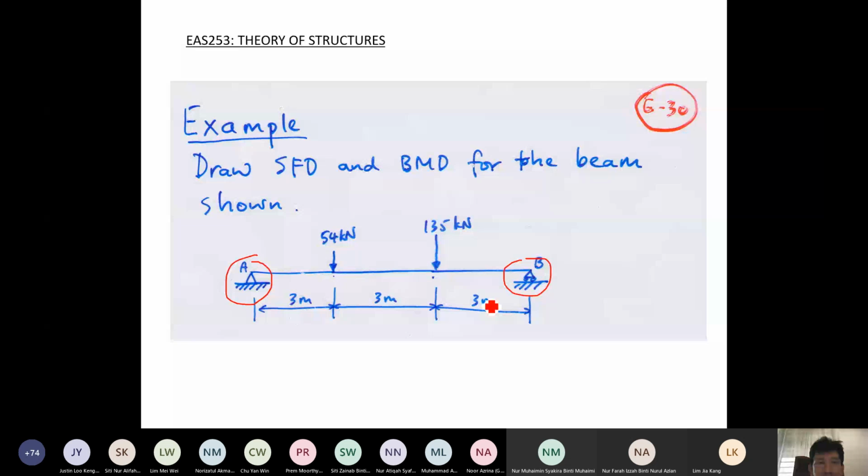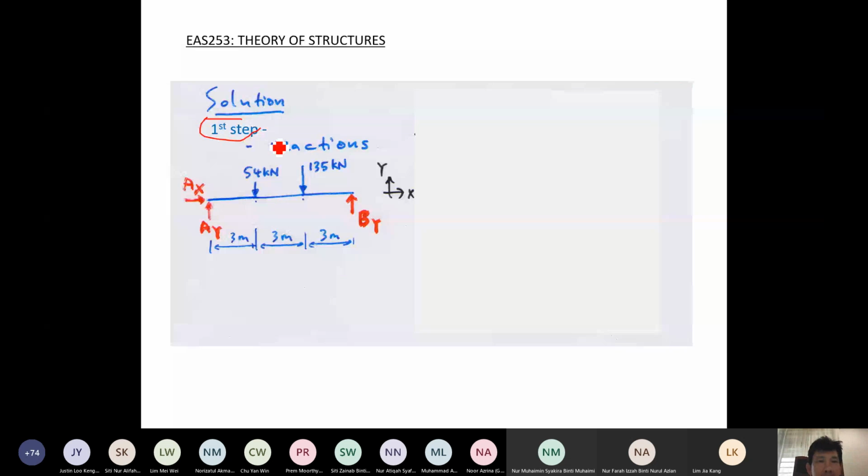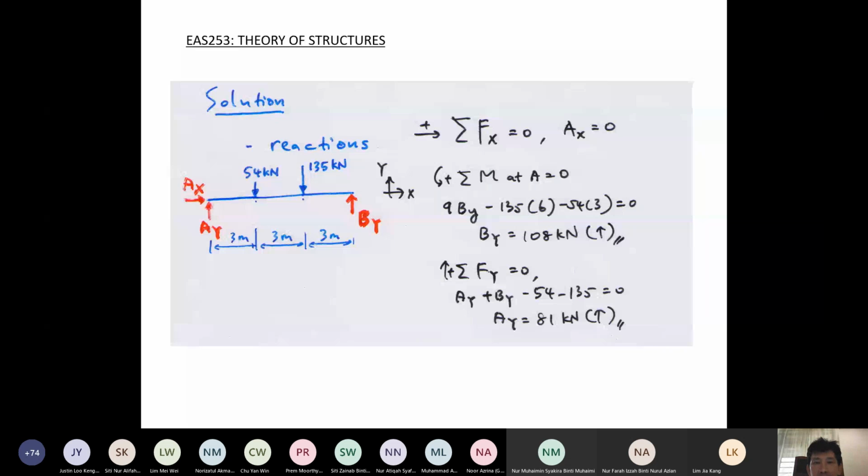So the steps involved is get the reaction force. First step, get the reaction force. The red color here, these are the reaction force. Normally this is the first step. By now you should be able to do that. Just use the corresponding equilibrium equations and get the reaction force, BY 108, AY 81 kN.